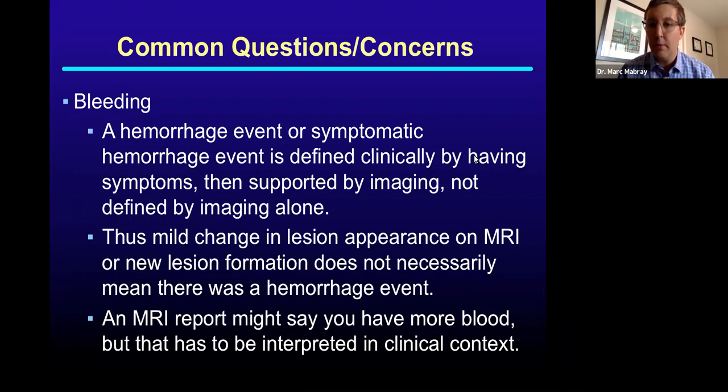So the MRI report might say that there's a new cavernous malformation, or this lesion has changed, or there's a little bit more blood. But that really needs to be interpreted in the clinical context of, do you have new symptoms or not, before you would say there's been a hemorrhage event or a symptomatic hemorrhage. I know that's a confusing concept, but I do think that leads to some sort of disconnect sometimes between what the findings and impression were on the MRI versus what might be going on with you clinically.